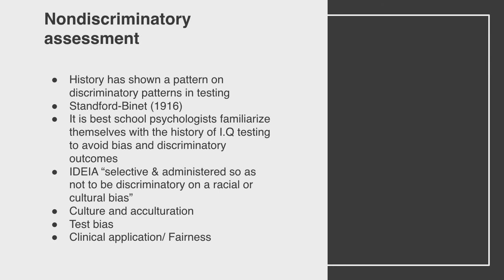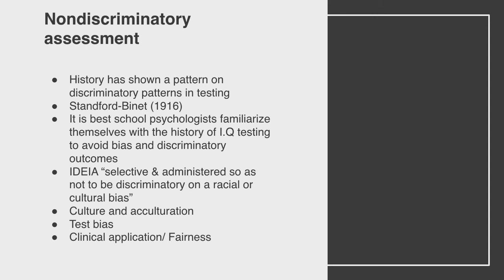Then there's also test bias. So, what is test bias? Test bias refers to the psychometric adequacy of the instrument, which means the evidence that a test or procedure is not equally valid when used with children from differing ethnic or cultural backgrounds.